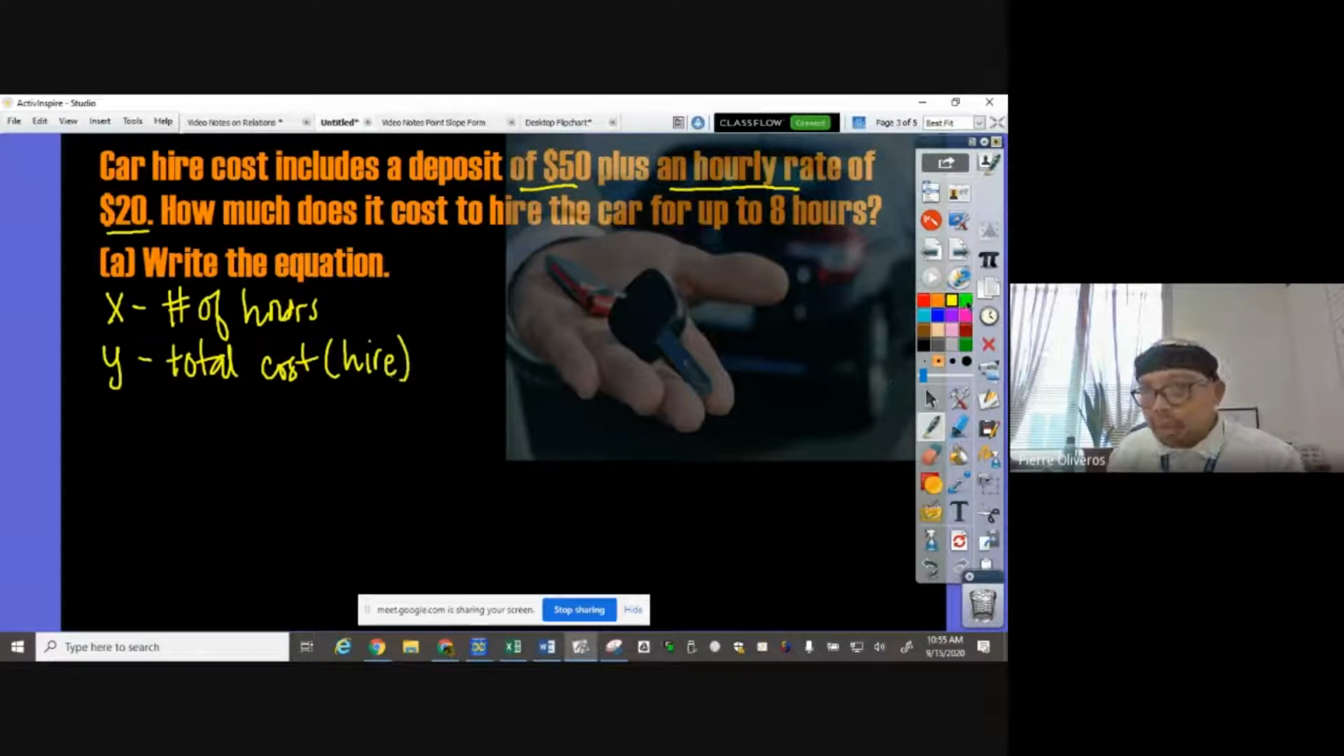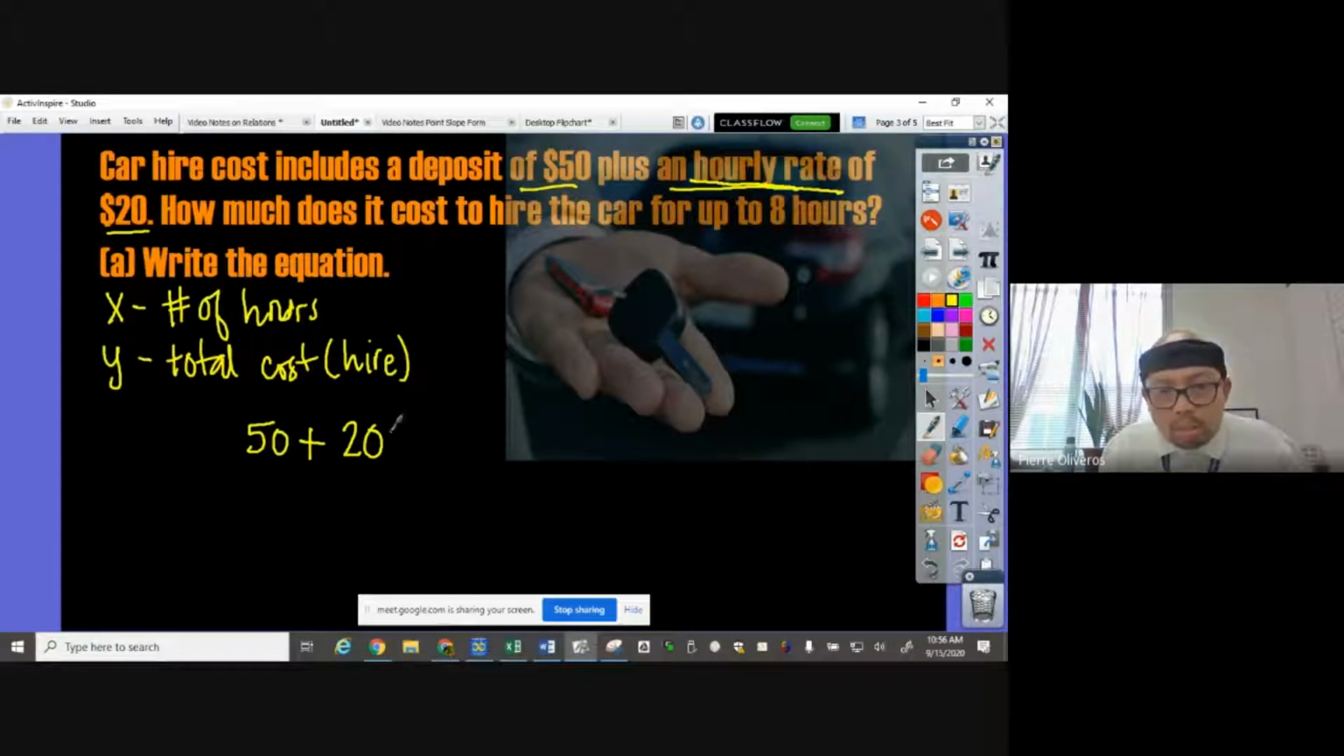Let's put it in perspective now. When you go to a car hire company, how much money do you put in right away? You put in right away $50. And that's not the only thing you have to pay. You're going to add $20, but that's only if you use it for 1 hour, because it says an hourly rate of $20. But what if you use it for 2 hours, 3 hours, 4 hours, or you never know?